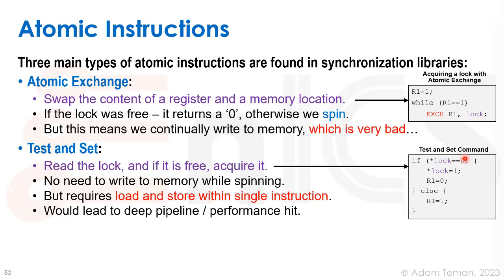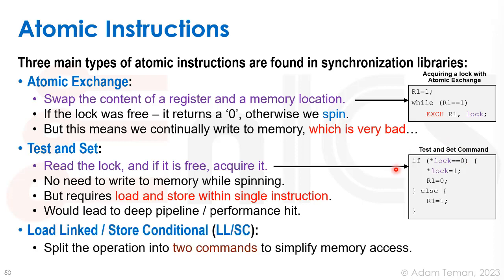We'd have to make a deeper pipeline with extra memory access pipe stages, and that would really give us a performance hit, and it's not good for small simple processors. So the third option is what we call a load link store conditional operation, and there we're going to split the operation into two commands.